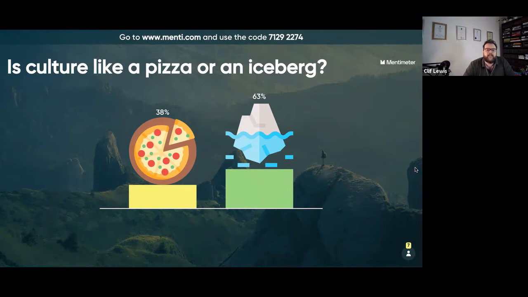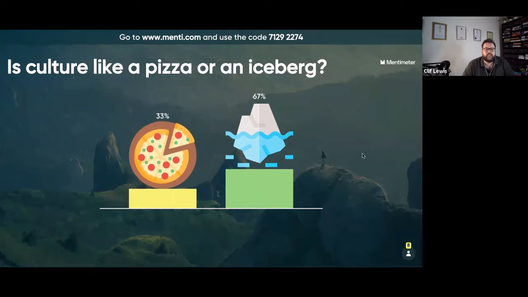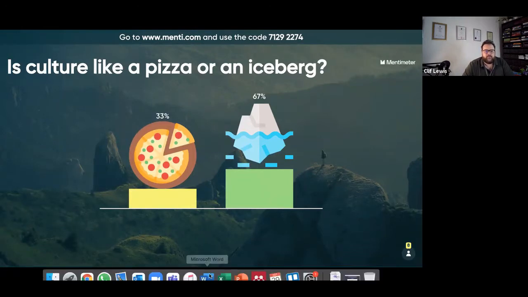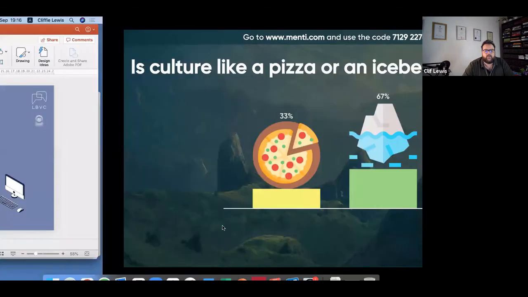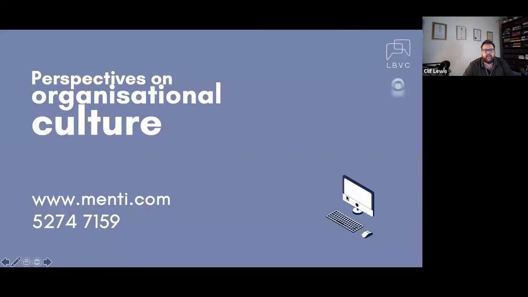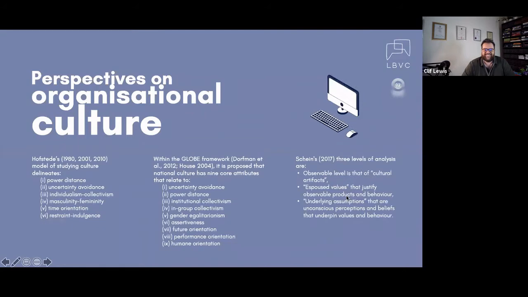Okay, so it looks like the majority of people are saying that when we examine organizational culture, we need to consider it as an iceberg as opposed to a pizza. So the correct answer is, it's a trick question, it's both, depending on which model you use.